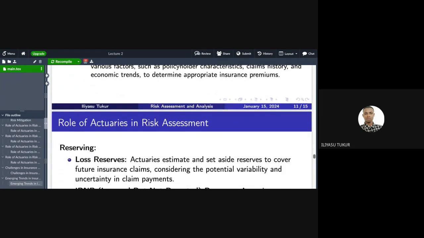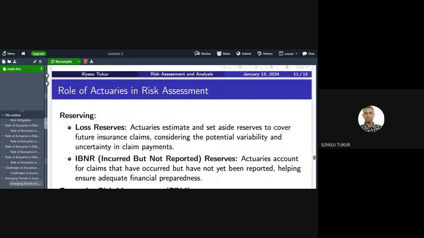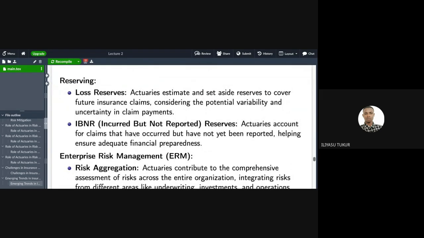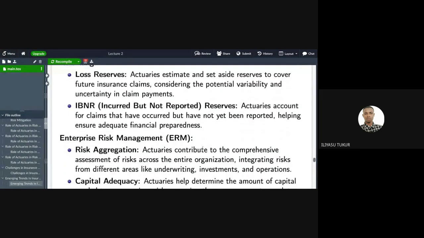All right. So then we have reserving. Loss reserve: they estimate and set aside reserves to cover future insurance claims, considering the potential variability and uncertainty in claim payments. This one is the incurred but not reported reserve. Actuaries account for claims that have occurred but have not yet been reported, helping to ensure adequate financial preparedness. So they do everything, in fact, when it comes to risk management.